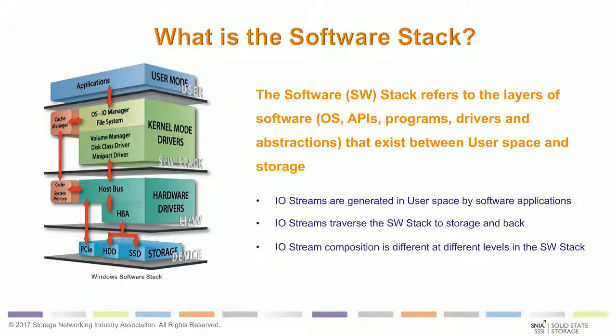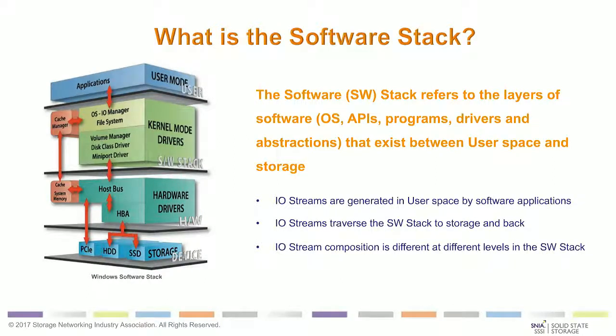Okay, what's the software stack? On the left side, there's an image that shows you a representation of a Windows software stack. At the top of the stack, we have the applications or the user space. At the bottom of the stack, you have the hardware or the device level where you have various storage. Intervening between application space and the device level is the software stack and the hardware stack, which is the operating system, kernel layers, every layer of cache, intelligent HBA drivers, and other abstractions that do functions such as virtualization, storage tiering, dedupe, compression, encryption, and the like.